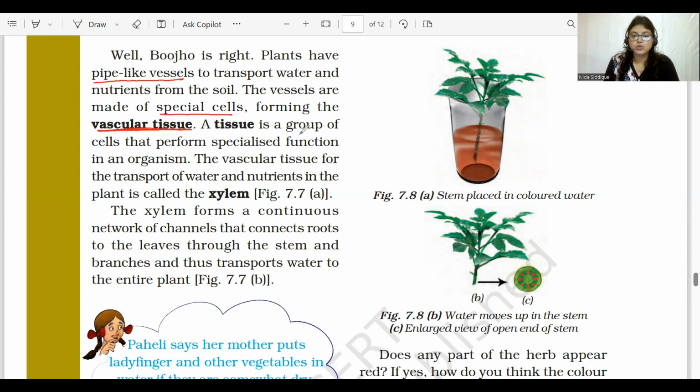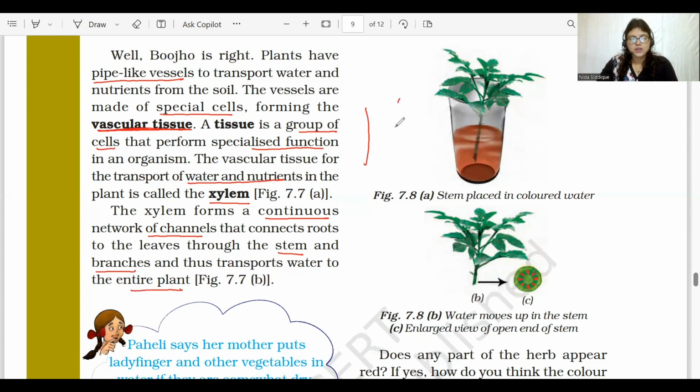Now, what is tissue? Tissue is a group of cells that perform a specialized function in an organism. बहुत सारे cells मिलके एक tissue create करते हैं, tissue form करते हैं, and this tissue together is going to perform a specified function. So the vascular tissue for the transport of water and minerals is called xylem. वो tissue जो water और minerals के transportation में help करेंगे, they are called xylem. And the xylem forms a continuous network of channels that connects the roots to the leaves through the stem and the branches, thus transports the water to the entire plant.